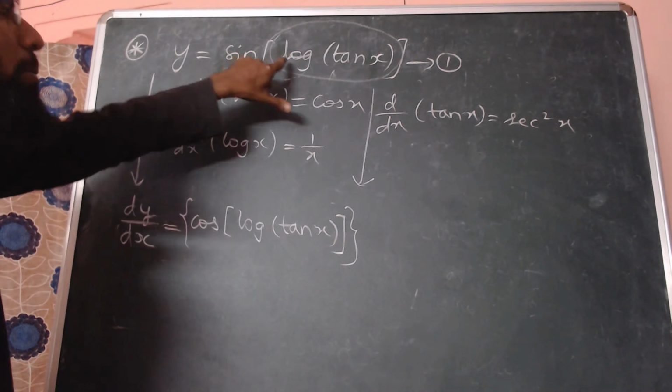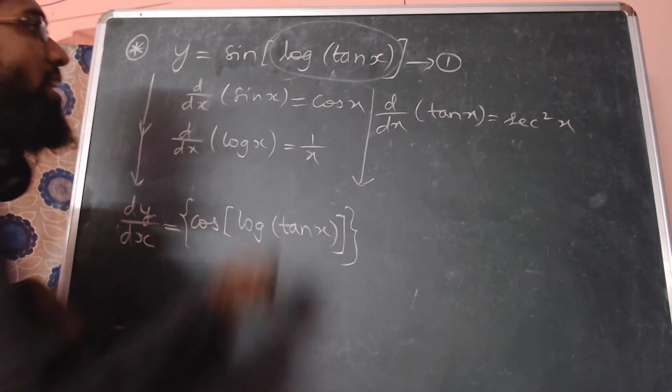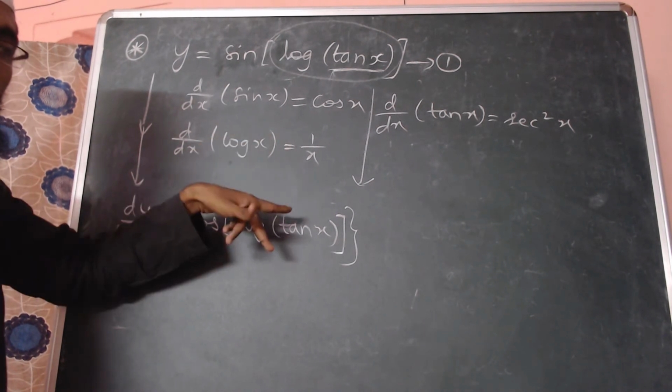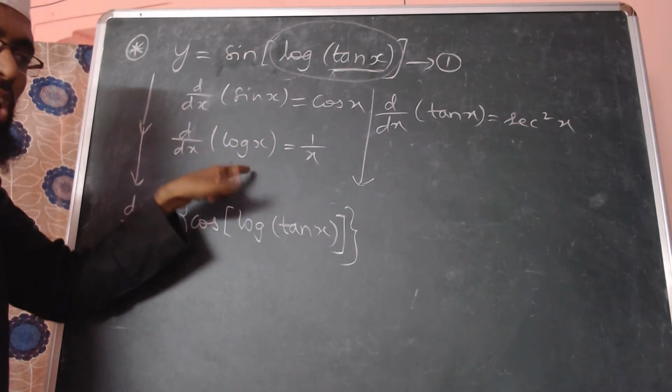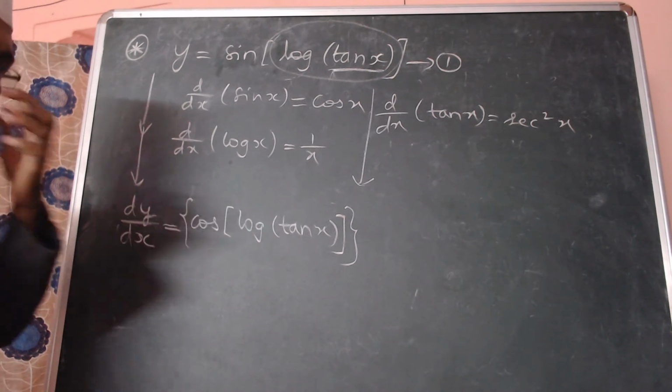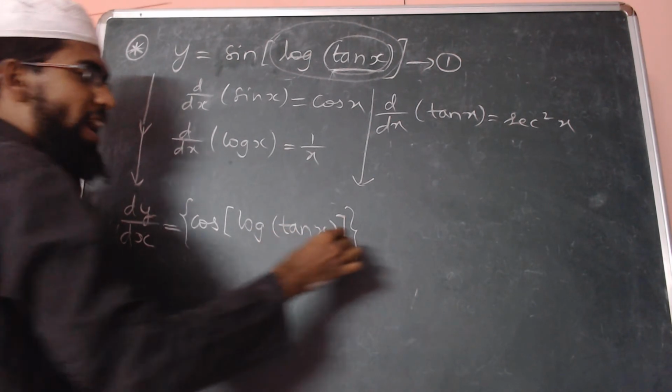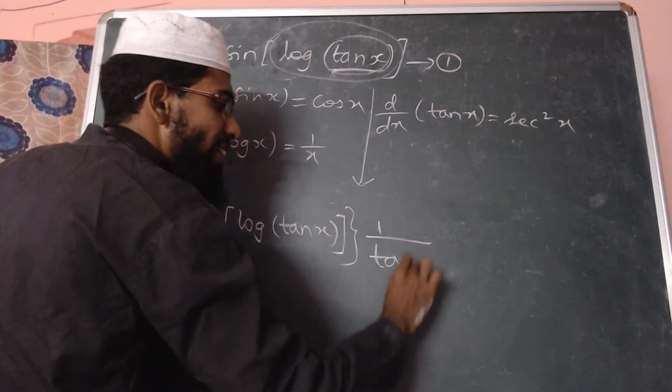Now we have to come to the next function. After sine we have log. Now log of tan x. The derivative of log x is 1 by x, log y is 1 by y, log of z is 1 by z. So log of something, that is log of tan x, gives 1 by tan x.